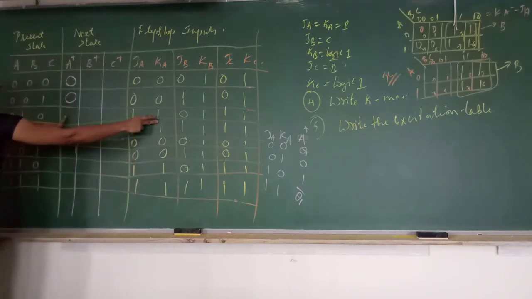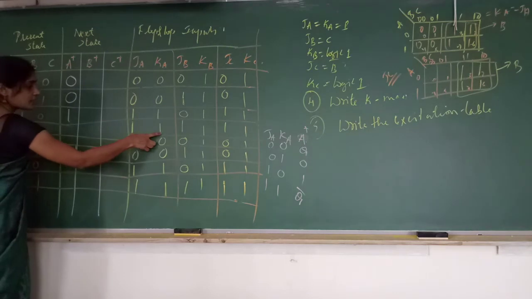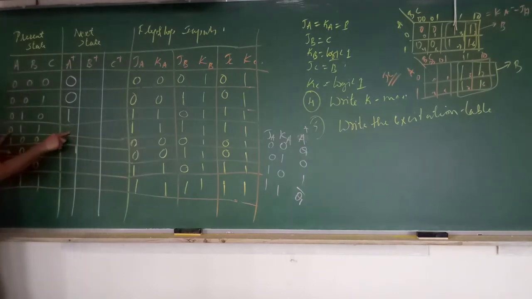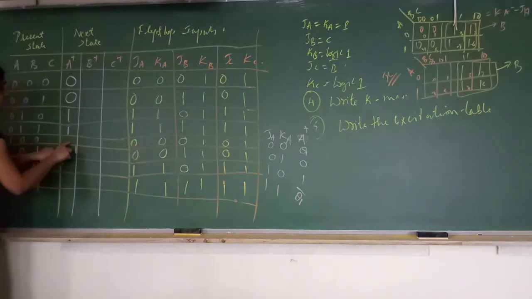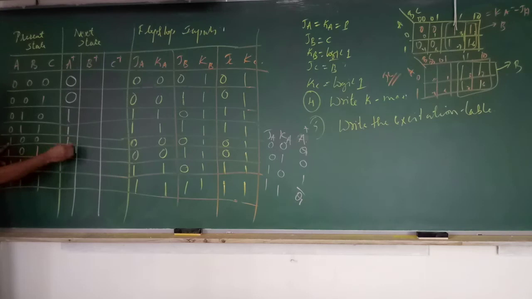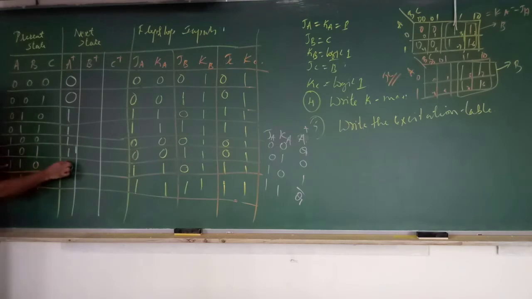J is 1, K is 1, the next state is the complement of previous state. The previous state is what? 0. Complement, 1. Next, 0 0: the next state is the same as previous state. Previous state is 0, so 0. Then 1 0 0: same as previous state. 1 1: complement of previous state. 1 1: complement of previous state.